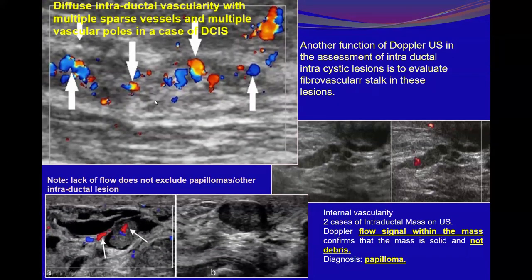Can you see this is intraductal, okay? Extensive color signals, okay, within hypoechoic irregular tortuous ducts in a case of high-grade DCIS.